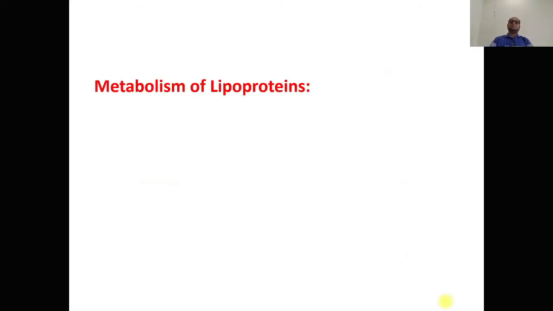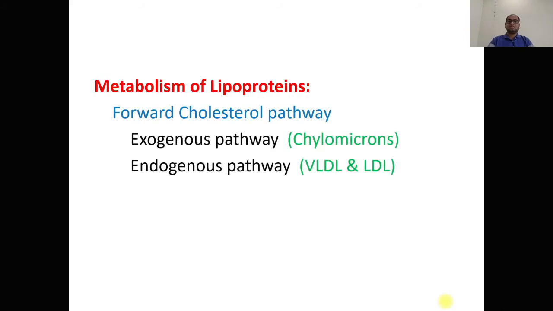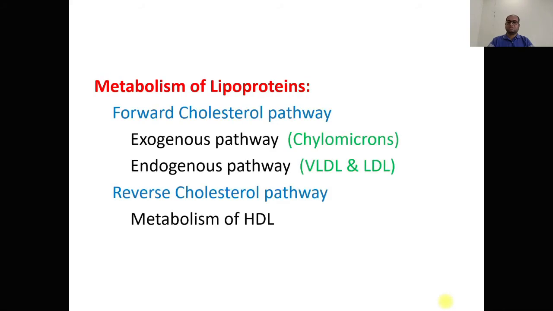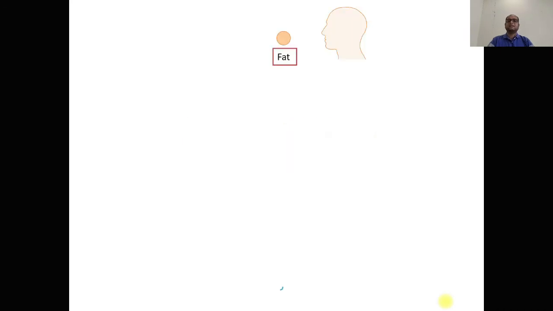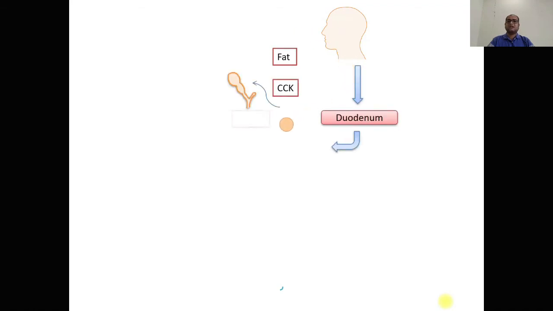So now we'll start with the metabolism of lipoproteins. There is a forward cholesterol pathway and a reverse cholesterol pathway. The forward cholesterol pathway constitutes the exogenous as well as endogenous pathway, while reverse cholesterol constitutes the HDL metabolism. We'll start with chylomicron metabolism, which covers how it is generated and how it gets degraded. The fat component, whatever we are eating, goes into the intestine, and with the help of bile salts, it gets converted into the micellar form.